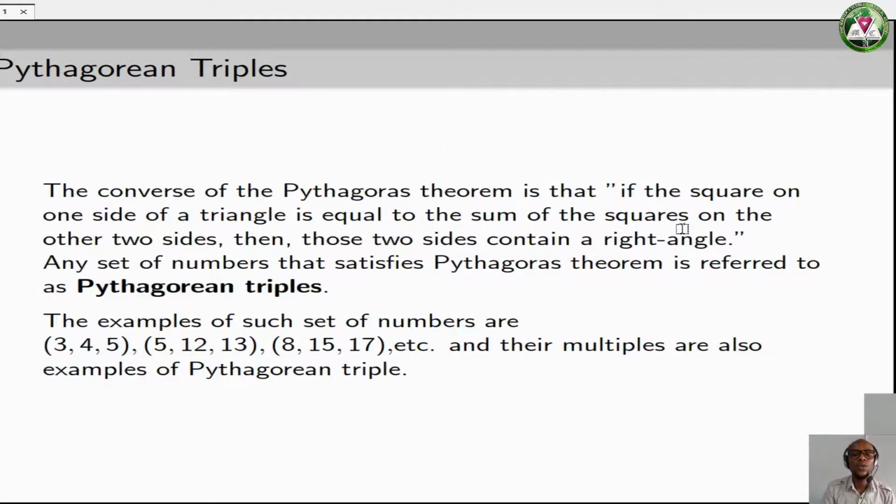Now let's move to what we call Pythagorean triples. The converse of the Pythagoras theorem is that if the square on one side of a triangle is equal to the sum of the squares on the other two sides, then those two sides contain a right angle. That's the converse of the Pythagoras theorem. Any set of numbers that satisfies Pythagoras theorem is referred to as Pythagorean triples.